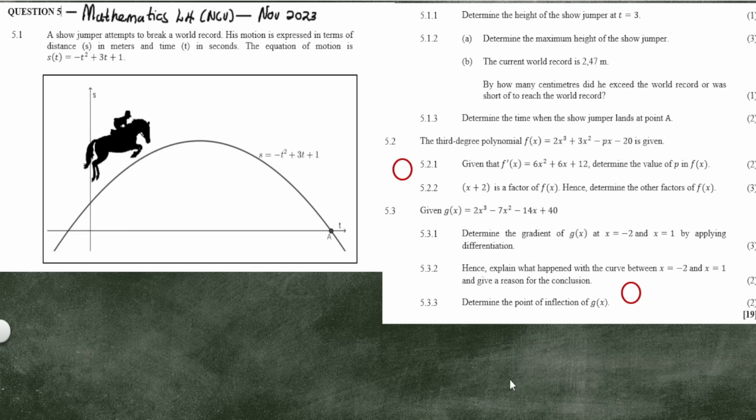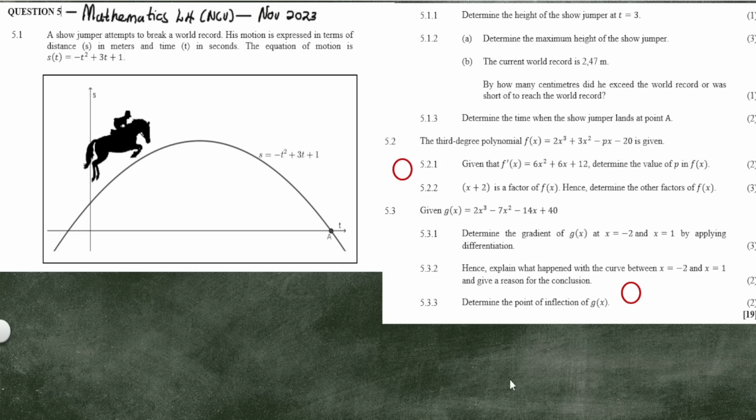So yeah, factor theorem, cubic function, as well as the application of differentiation. That's going to be the discussion in this lesson today. This is question 5.